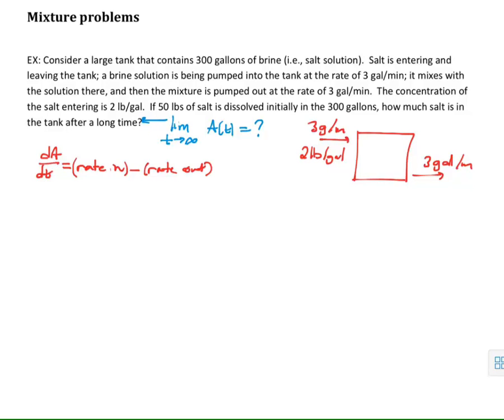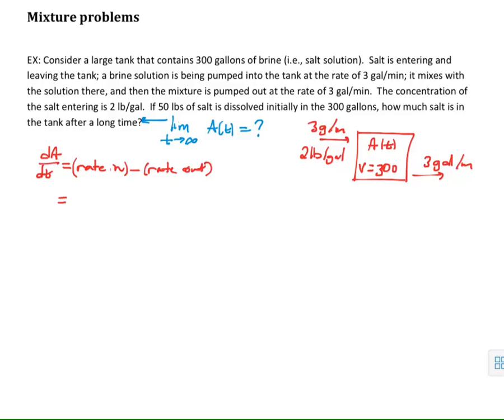So that would tell me how much salt is coming in every minute, right? It's 2 pounds per gallon, and 3 gallons per minute, so that's 6 pounds per minute coming in, which I'll just multiply those. We're going to let the amount in here at any time t be A, and what's the volume? 300. All right, so put these pieces together, see what we got.